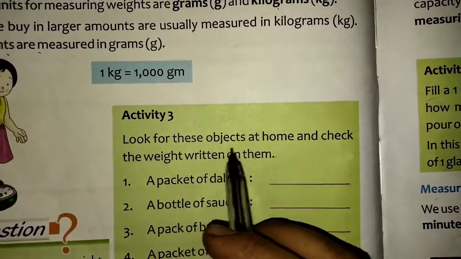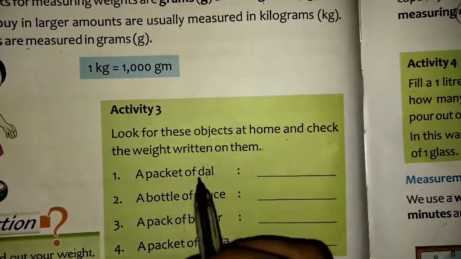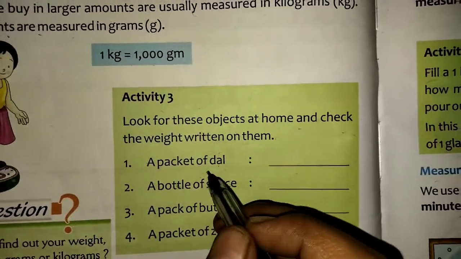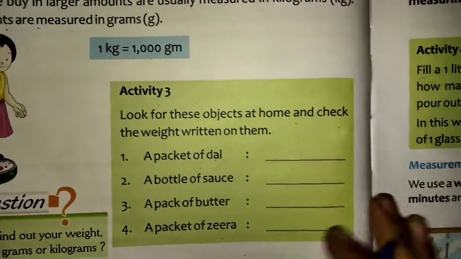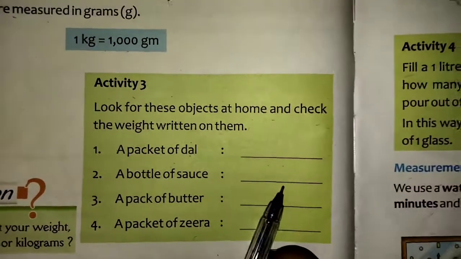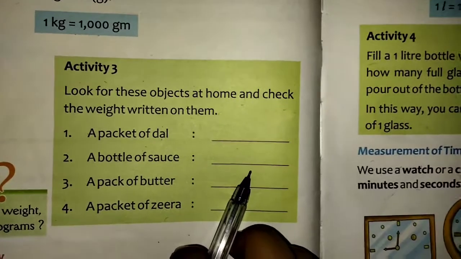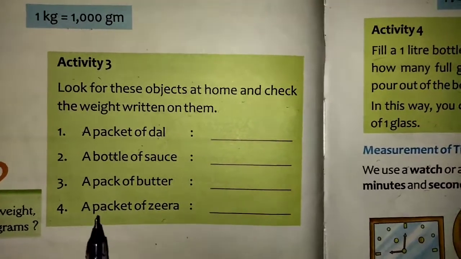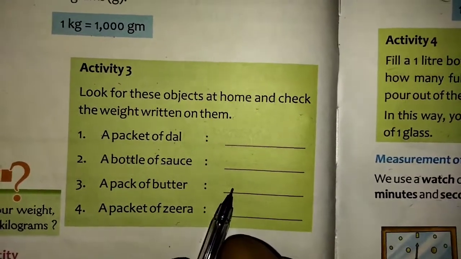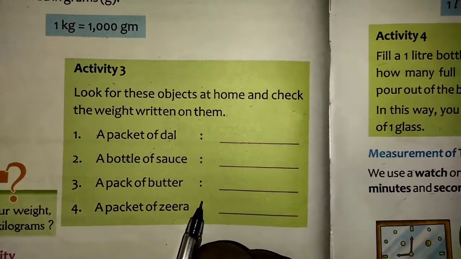Look for these objects at home and check the weight written on them. You have to see the objects in your home and the weight written on them. A packet of dal. A bottle of sauce; if there are ketchup bottles, you can see there how much it is. Next, a packet of butter. Children, you have to see how much it is. A packet of jeera; you have to see that.